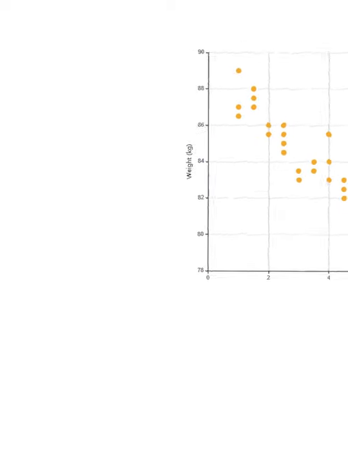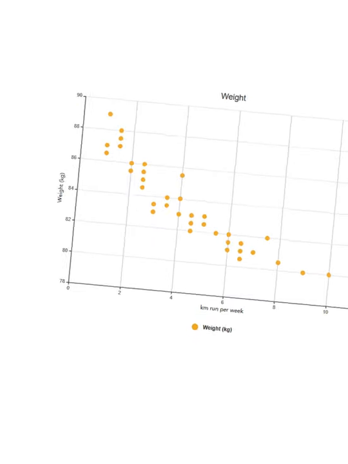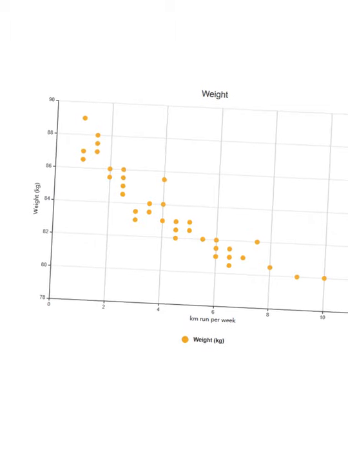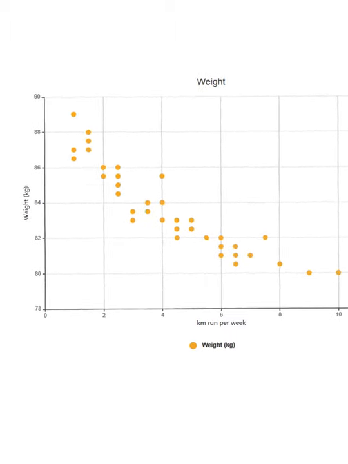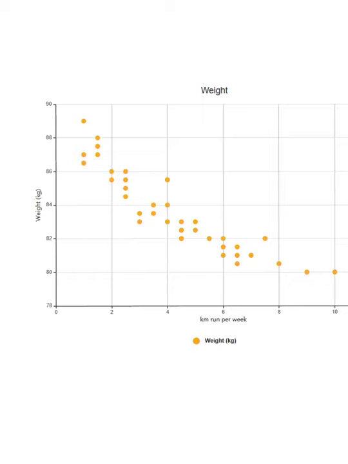But let's scoot over here. This was the other example from the slideshow, which was the weight versus kilometers run per week. What we noticed here is that there was a negative correlation between the weight of the person and the kilometers that they run per week. You can notice that it's decreasing going from left to right, as in, as the number of kilometers run per week increases, the weight of the person decreases. So I'm going to do the same thing that I did before with the line of best fit.